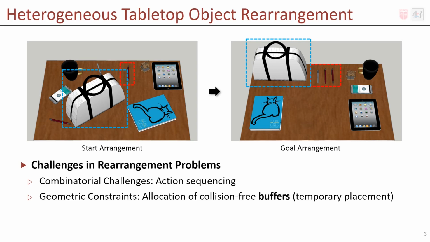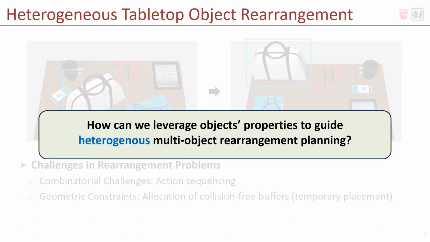We also notice that in practical rearrangement problems, some objects are small and thin, while others can be bulky. The bulky objects tend to block more objects from their goal positions, but they are also harder to allocate buffers for. So one natural question would be, how can we leverage object properties to guide heterogeneous multi-object rearrangement planning?